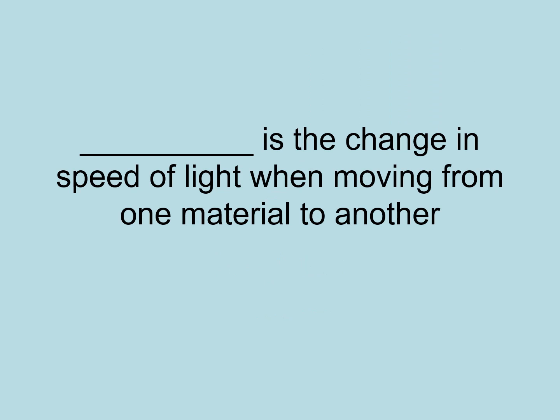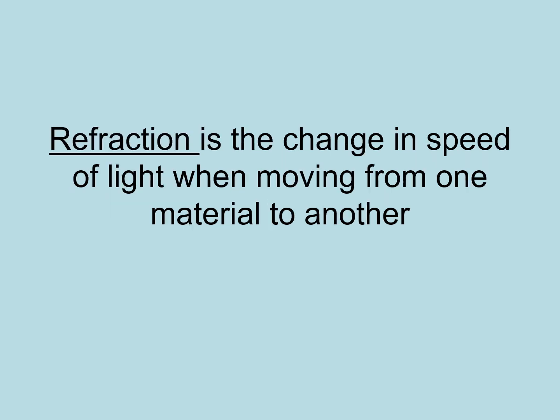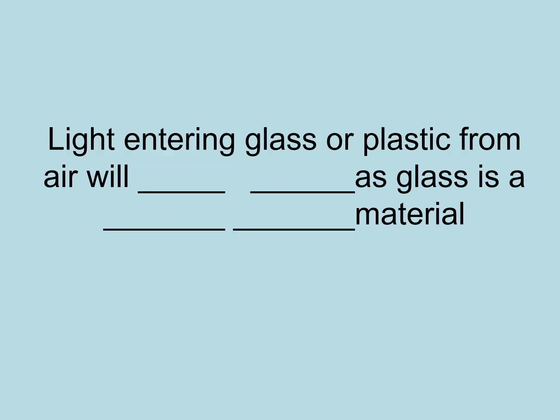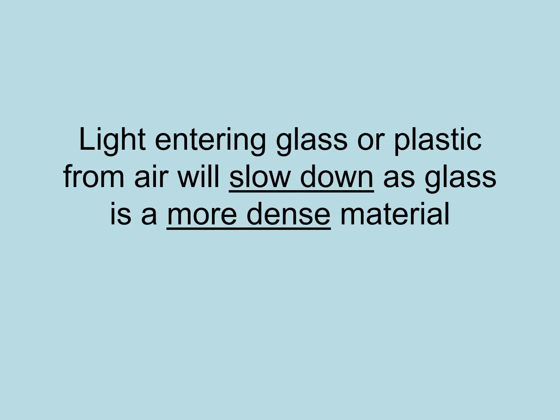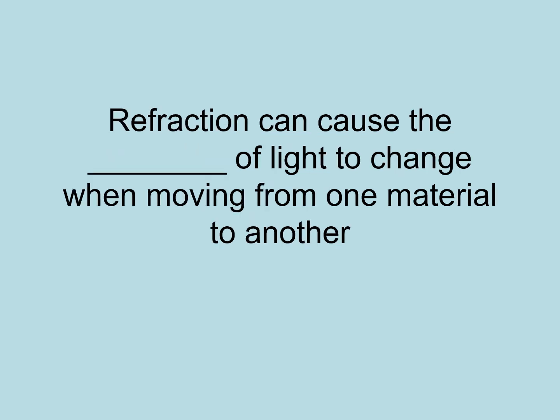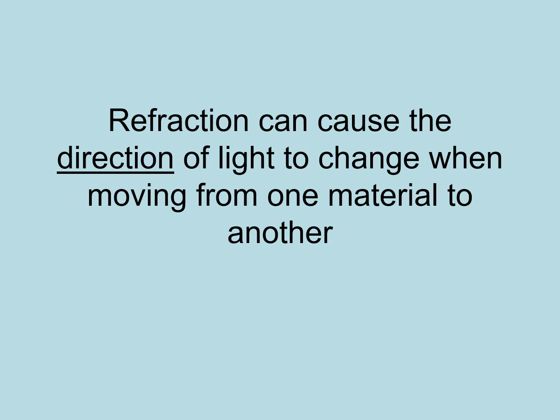What is the change in speed of light when moving from one material to another? That's refraction. Light entering glass or plastic from air will slow down as glass is a more dense material. Refraction can cause the speed of light to change when moving from one material to another. Refraction can cause a change in direction, but doesn't always.